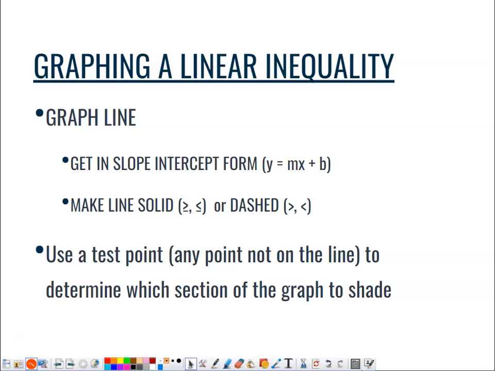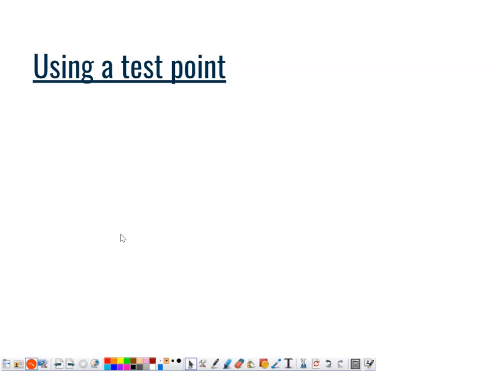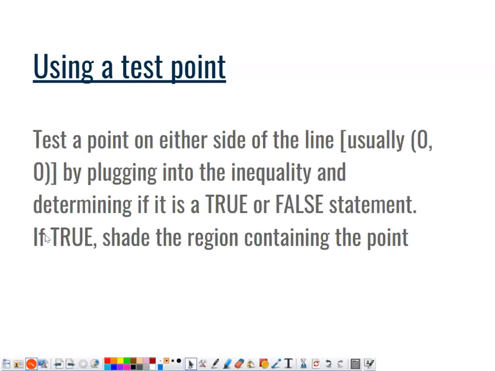Okay? And then with linear inequalities, we have to determine shading. So we're going to use a test point to determine which section of the graph we need to shade. So test a point on either side of the line. (0, 0) is usually the easiest because it makes the math really simple.